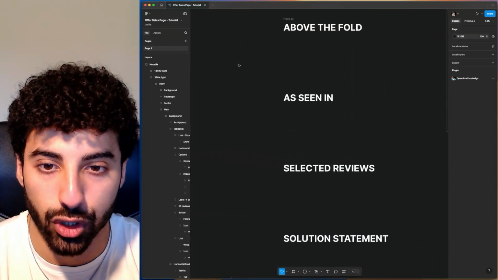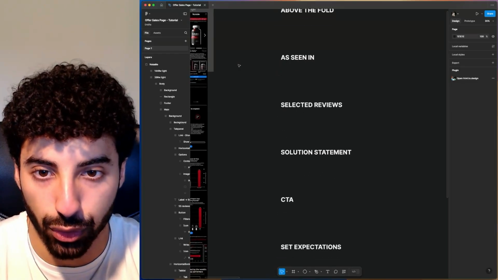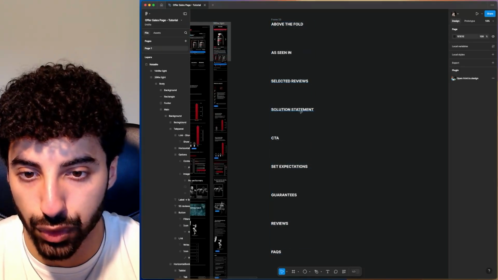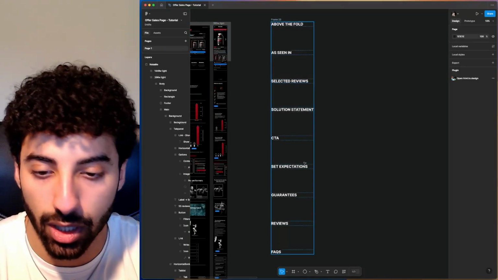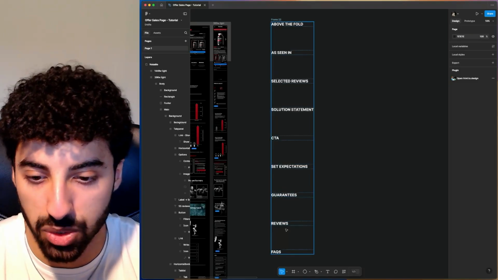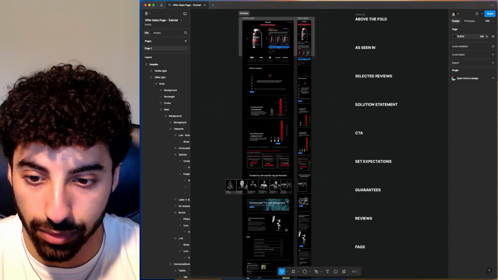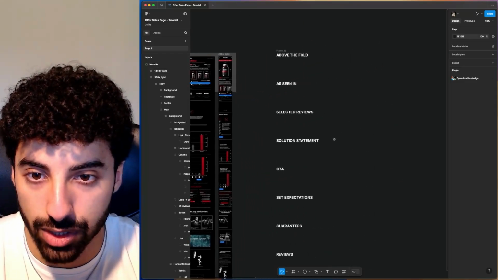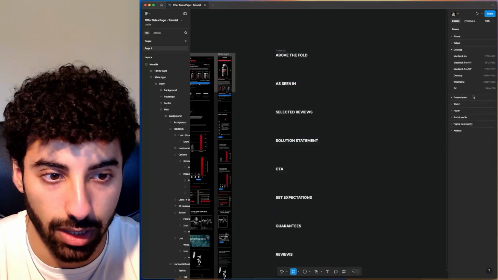And then I've also structured here the layout we're going to use for the sales page. So starting at the top above the fold, as seen in, selected reviews, solution statements, CTA and buy box, set expectations, and then guarantees, reviews and FAQs. We already have those on the product page, so we're not going to have to redo them from scratch in the sales page, but we're going to start here immediately from the above the fold.